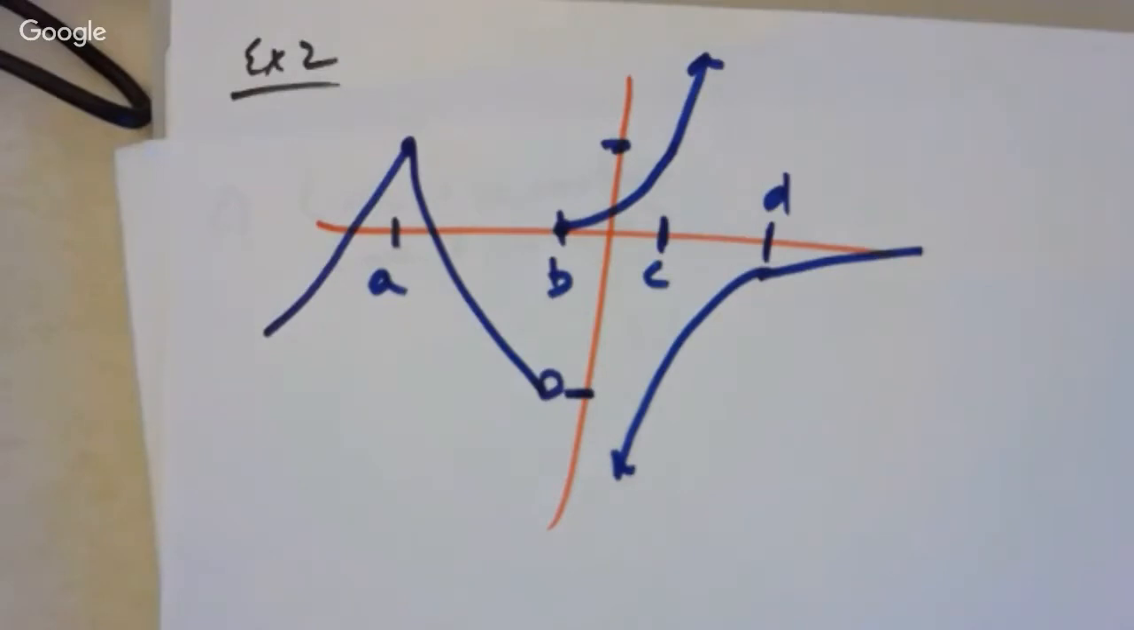Okay, here's my question to you. A, B, C, D, where does the limit exist? Talk to the person sitting next to you. At which points, A, B, C, D, does the limit exist?